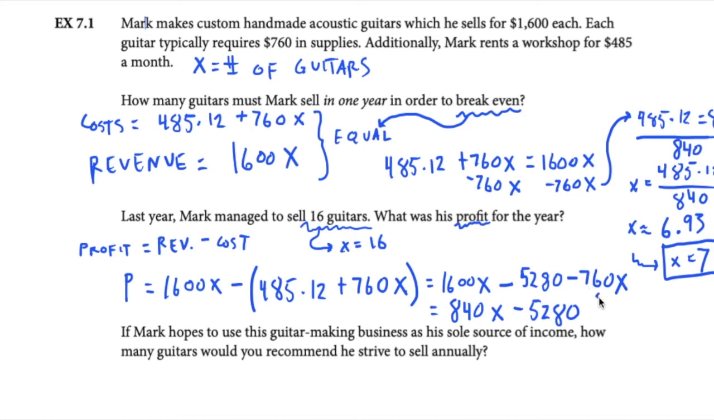So if we want to figure out how much profit he'll make selling 16 guitars, we'll simply plug in x equals 16, getting a final profit value of $8,160. Okay, not too bad. But in this last part, it asks us to take a step back and say, does this seem like a viable income for Mark? Mark has 4 kids. His wife works, but I don't think he can really expect to provide for his kids off of $8,160. And so in the last question, maybe you can do some additional calculations to speculate how many guitars he would need to sell in order to end up with a reasonable annual salary.